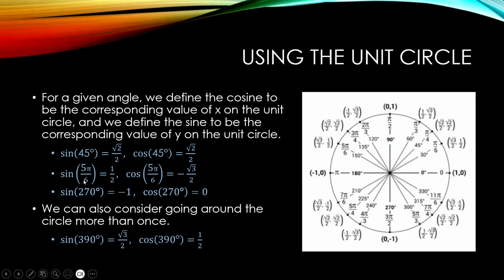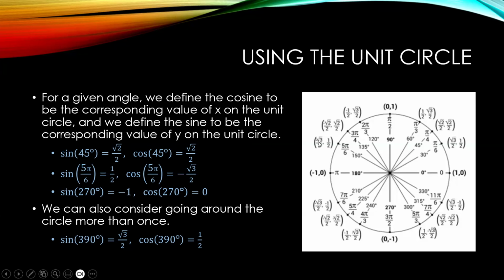Sine of 5 pi over 6, well, what's the y value at an angle of 5 pi over 6? Well, here's 5 pi over 6, and the y value is 1/2. The cosine of 5 pi over 6, that's going to be a negative root 3 over 2. At 270 degrees, that's coming down here. Our sine is -1 and our cosine is 0.